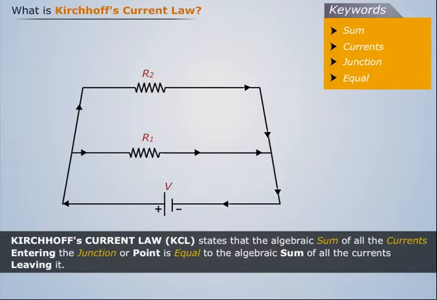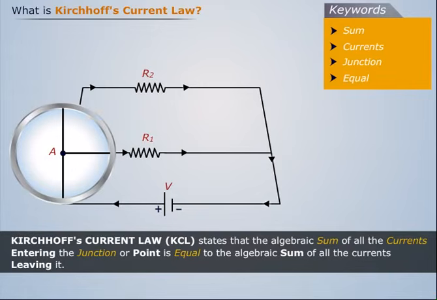We know that due to voltage V across the battery, current flows through the circuit. Now let's consider any junction, say A. Let current I enter this junction from the battery.